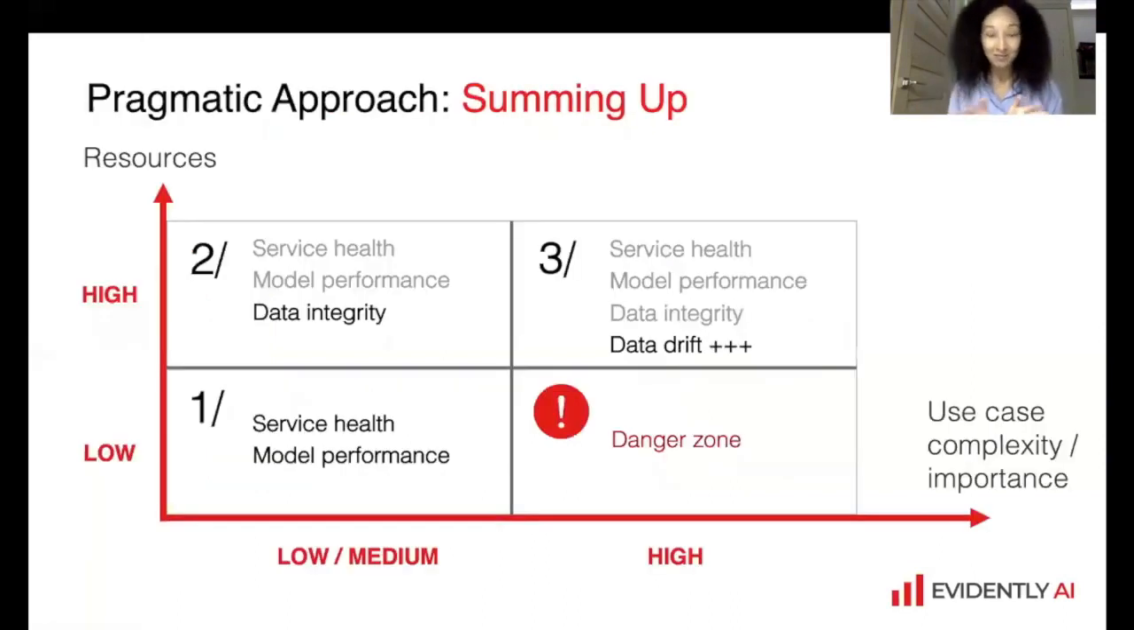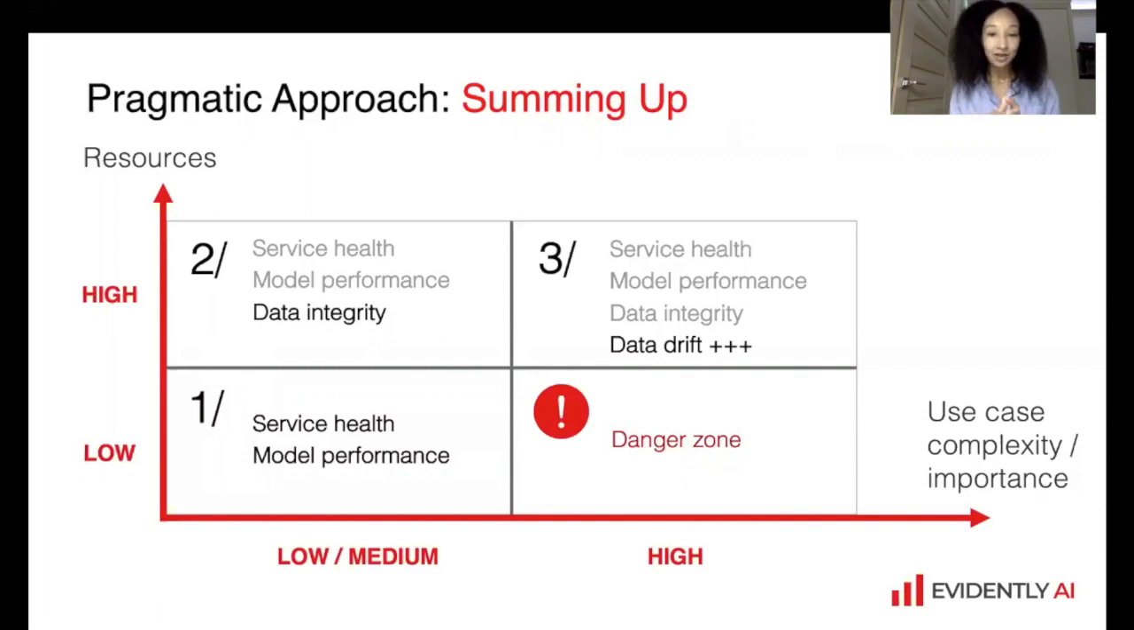So to sum up, we have discussed quite a lot today. We figured out that setting up comprehensive monitoring from scratch is a complicated task that needs a lot of resources to complete. So I suggested you use a step-by-step approach to cover more and more things in each step and start monitoring your model earlier. So let's consider the resources you have to build your monitoring and the use case complexity and importance. Having all these parameters, we can figure out the steps we need to go through.